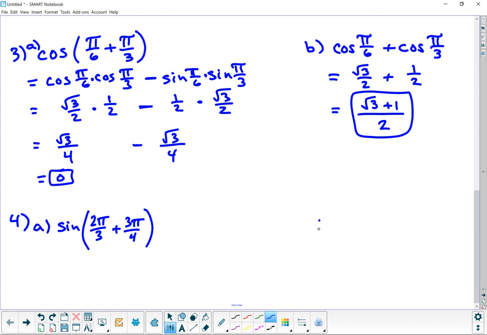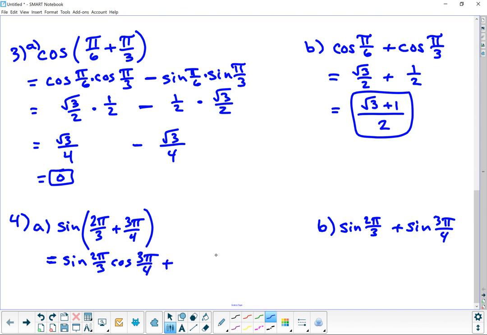And part B, this is if you were to do it unknowingly. Part B is sine 2 pi over 3 plus sine 3 pi over 4. Okay, so this is going to use the addition rule for the sine, and that's sine 2 pi over 3 cosine 3 pi over 4 plus cosine 2 pi over 3 times sine 3 pi over 4.